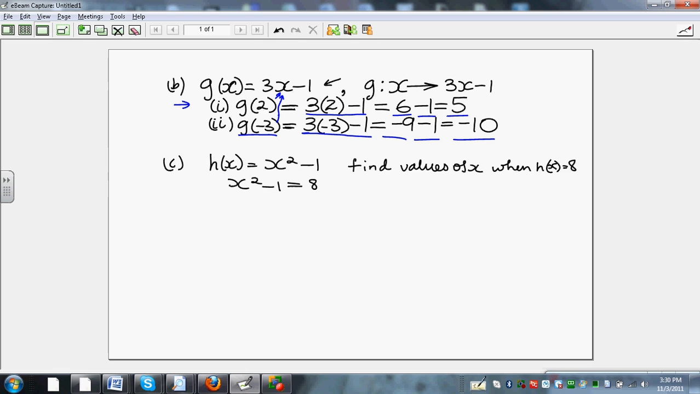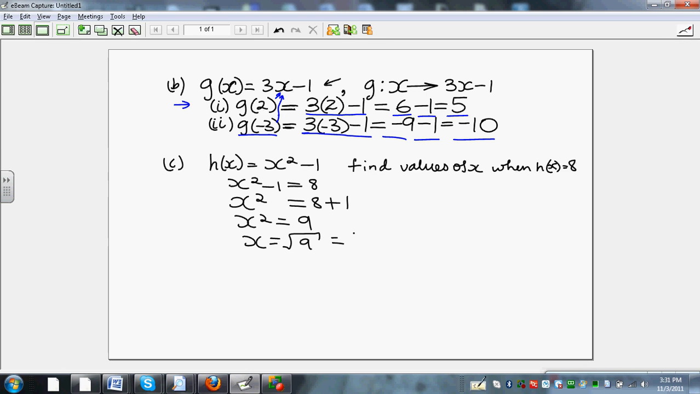Now one way to do that is to say x squared is equal to 8 plus 1, adding 1 on both sides. So we get x squared is equal to 9, and therefore x is equal to the square root of 9. What should we put there? What's the square root of 9?